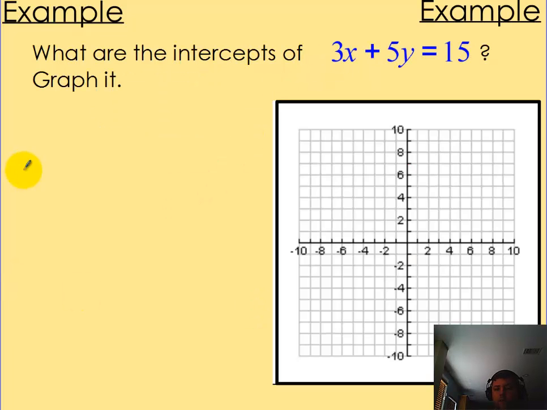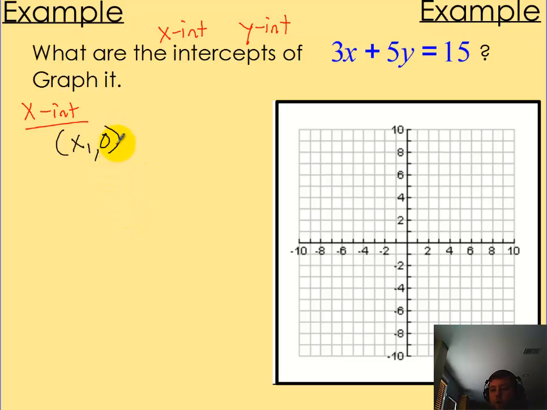Alright, pause the video. Alright, what are the intercepts? So when I talk intercepts, that's x-intercept and y-intercept. These are where the line will cross the x and y axis. So the neat thing about intercepts, let's talk about x-intercept first. Whenever you do x-intercepts, your x-coordinate is going to equal some number. We'll just call this x sub 1. And your y-coordinate, because it's crossing the x-axis, it's always going to be 0. So we know our y value is going to be 0. We just got to figure out what x is.